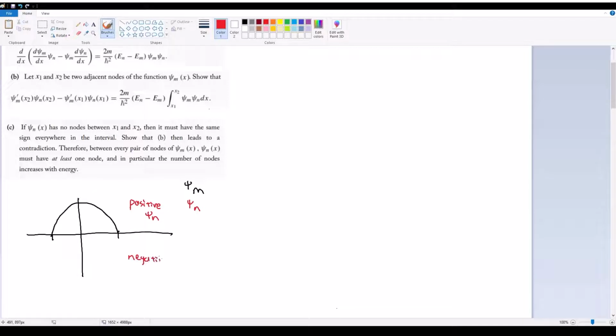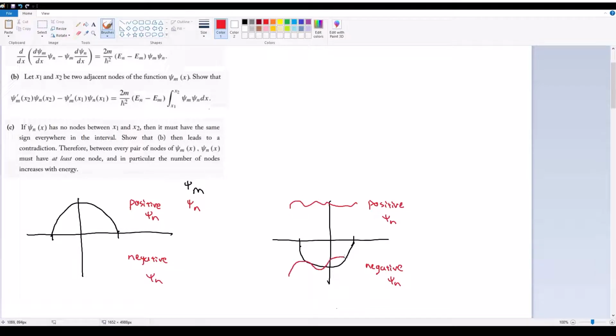Alternatively, the node can be a negatively peaked node. So the two nodes are like this, and then ψm looks something like this, and then the negative, and then we have, once again, a positive ψn and a negative ψn. So for a positive ψn, it could be some weird thing like this, and then for a negative ψn, some weird thing like this. Same thing here, positive ψn, some weird thing like this. Negative ψn, some weird thing like this.